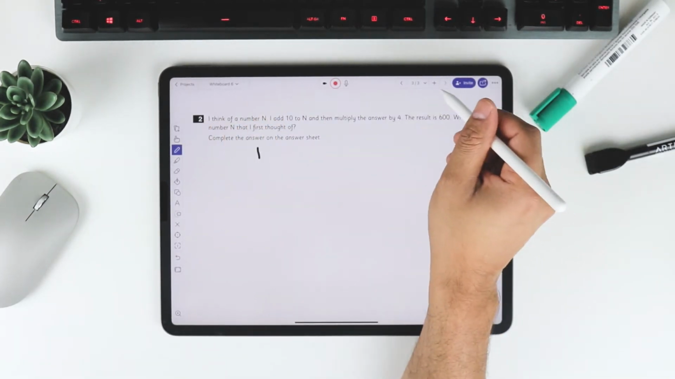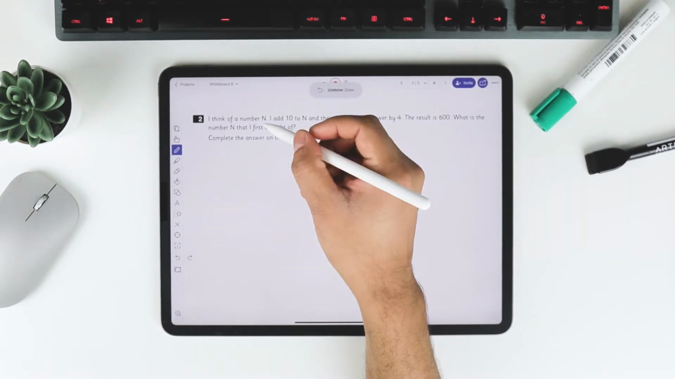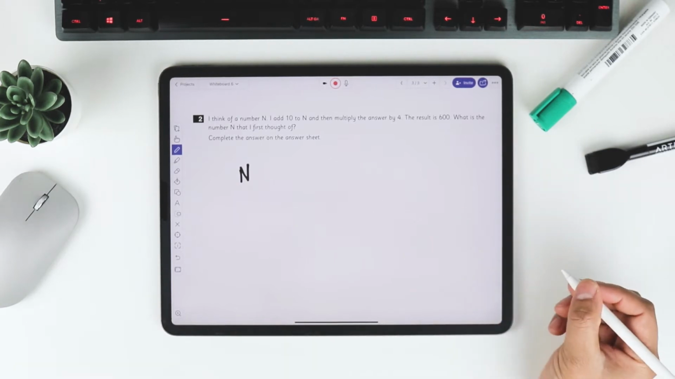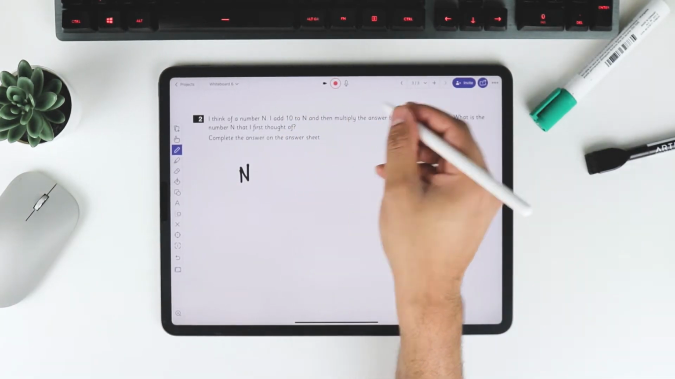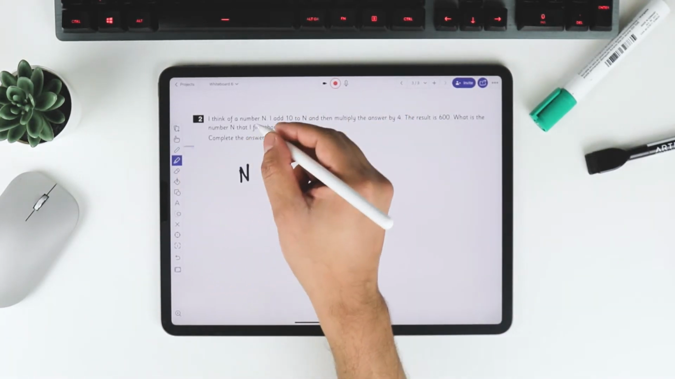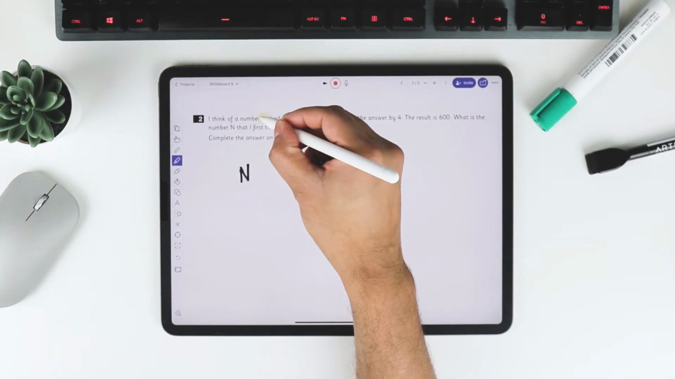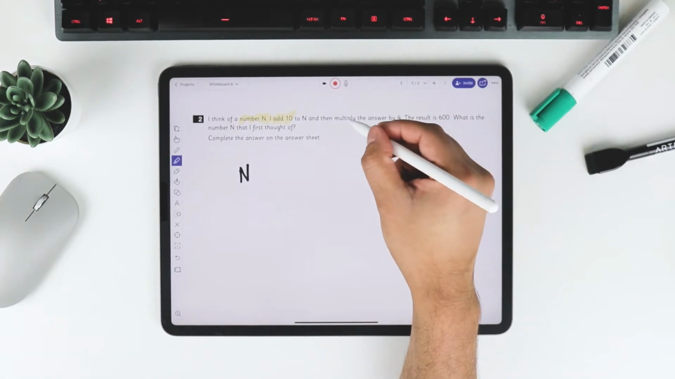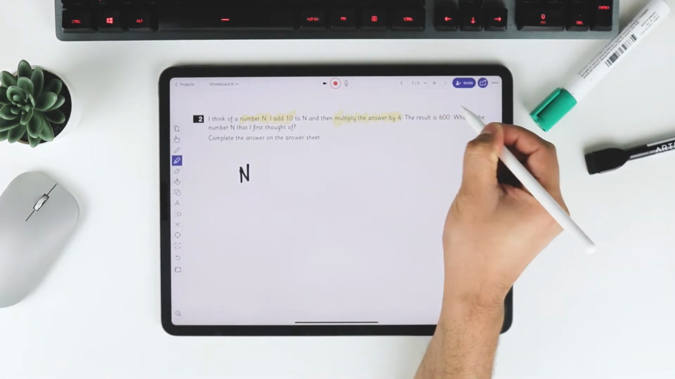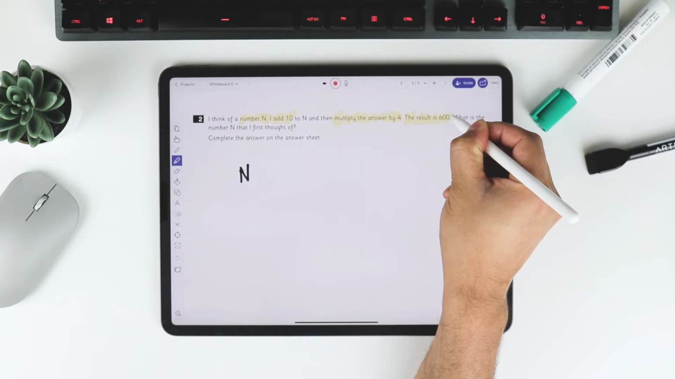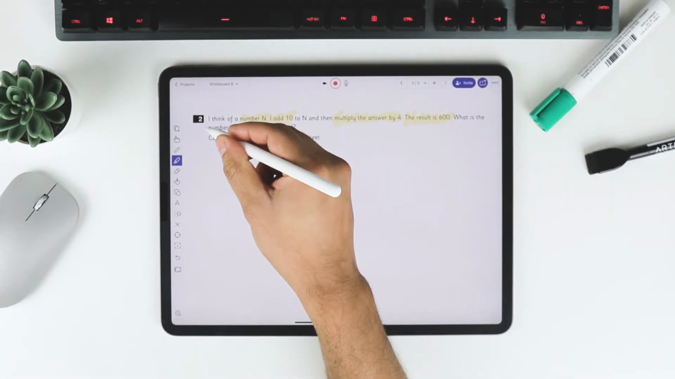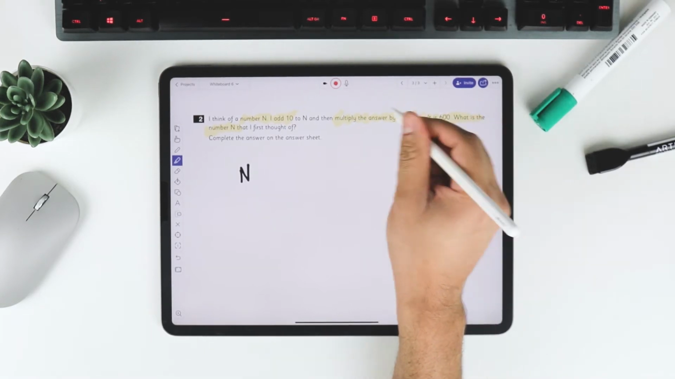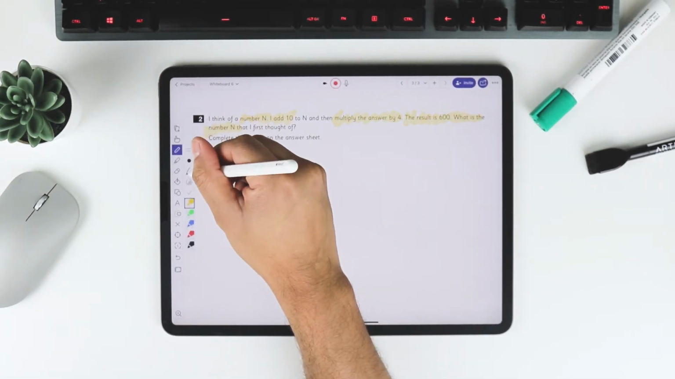You can use algebra by thinking about n, as they've given us n, and I'm going to write n here as the number that we're thinking of. Let me highlight some of these key phrases. I think of a number n, I add 10 to n, and then multiply the answer by 4. The result is 600. What is the number n that I first thought of? That's what you're trying to work out. It makes it a bit clearer for me.